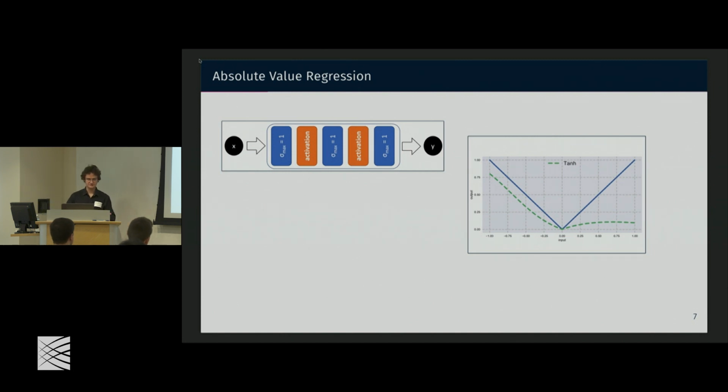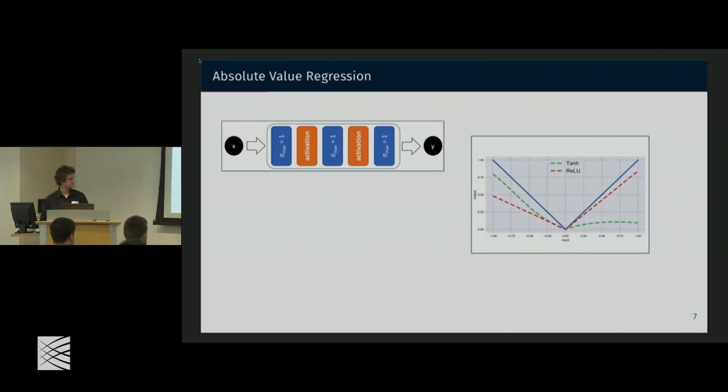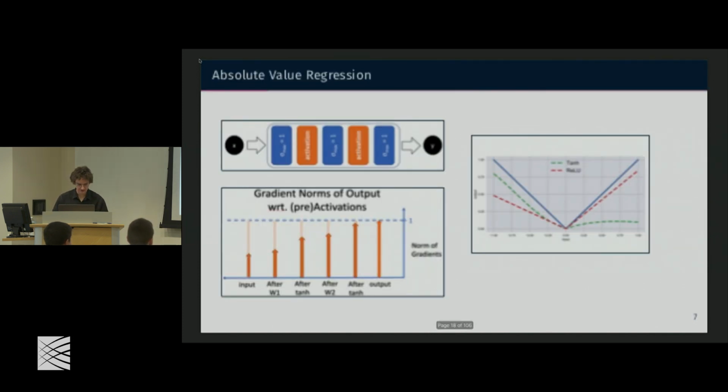Maybe ReLU will do better, because it's piecewise linear. It doesn't really work as well. So something is going on. It could be an optimization issue. Maybe our optimizers cannot really find a good solution. Or it could be a problem with the architecture itself. And it turns out that it's actually an architectural limitation. And this becomes quite obvious if you plot a certain graph. It becomes immediately obvious why.